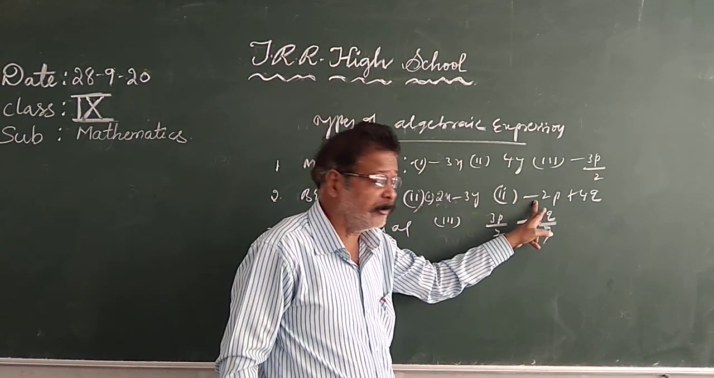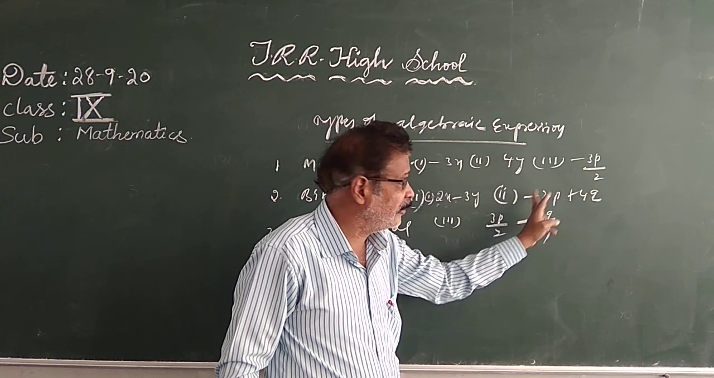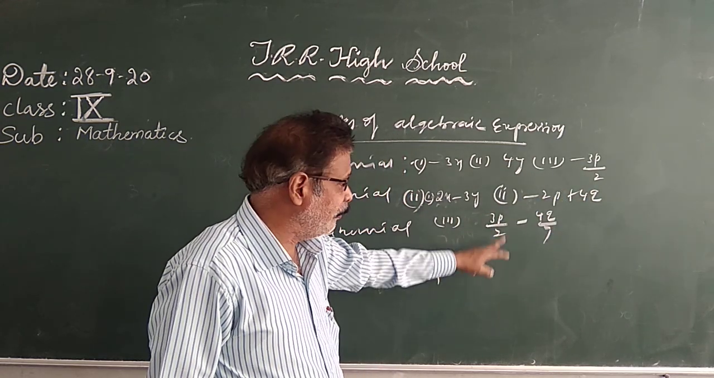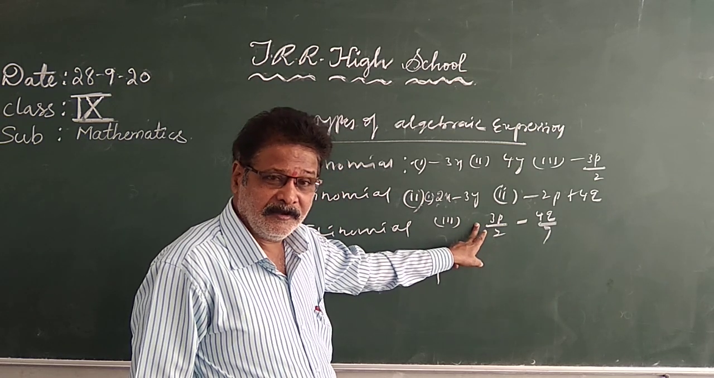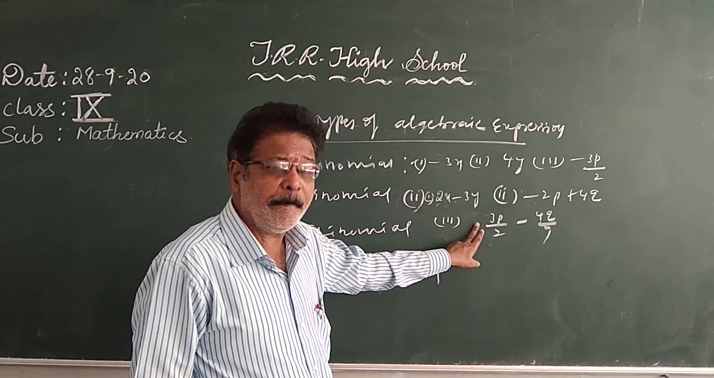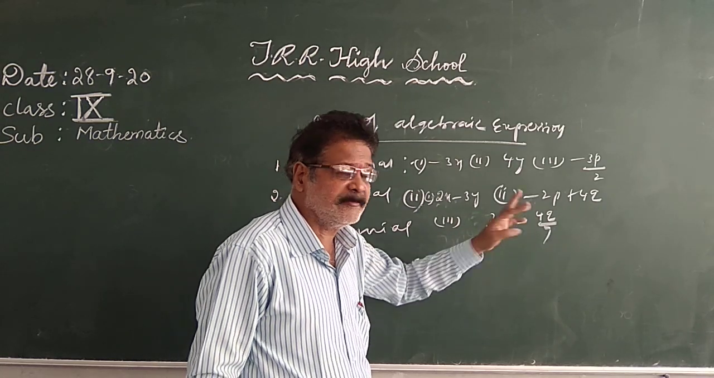Here the second example, minus 2p plus 4q. There are two signs, minus and plus. This is a binomial. Here also, before 3p by 2, what sign is there? Nothing, which means that should be considered as plus. Plus and minus. This is a binomial.